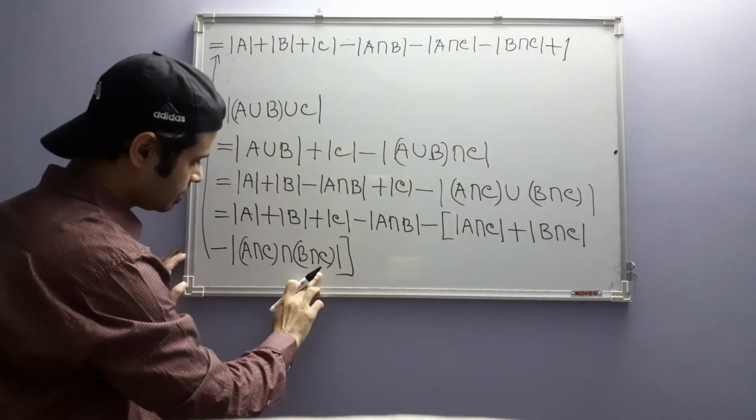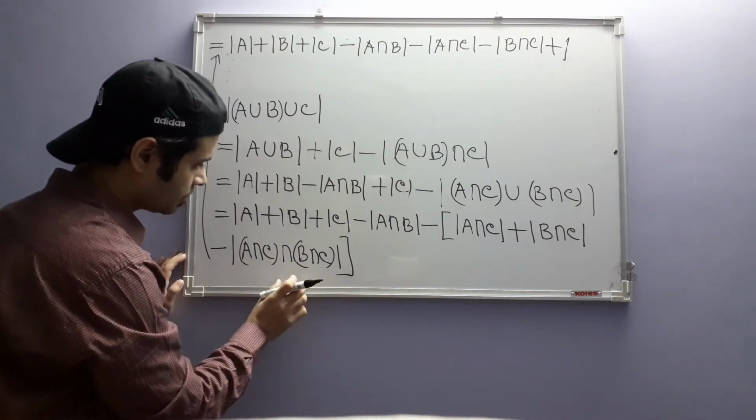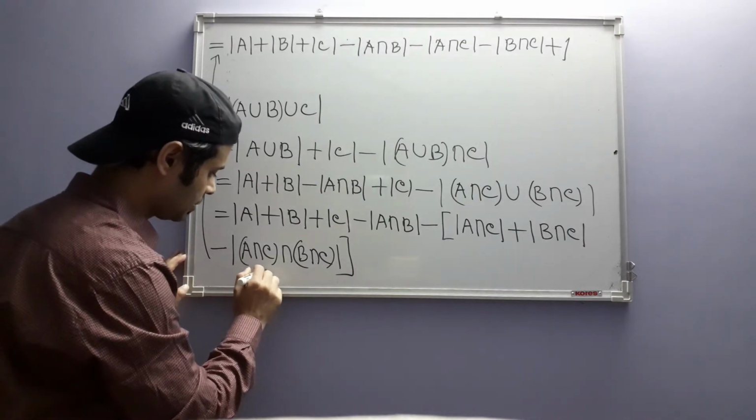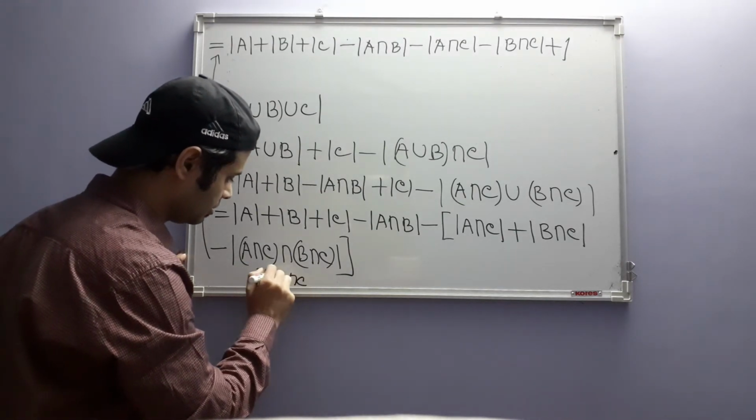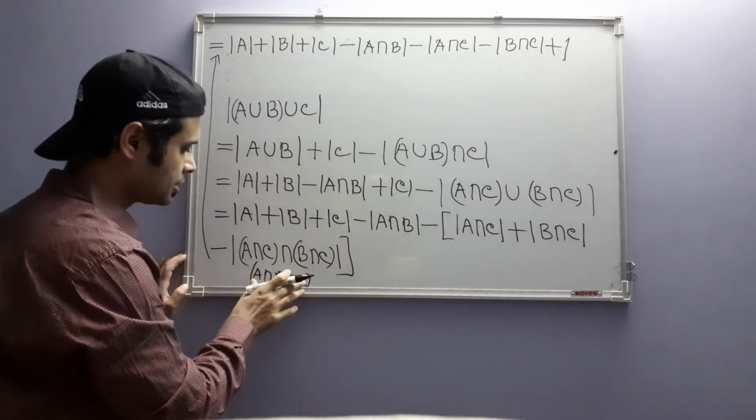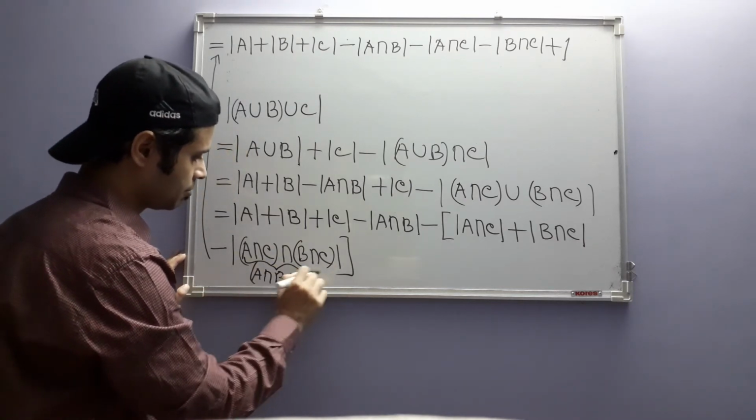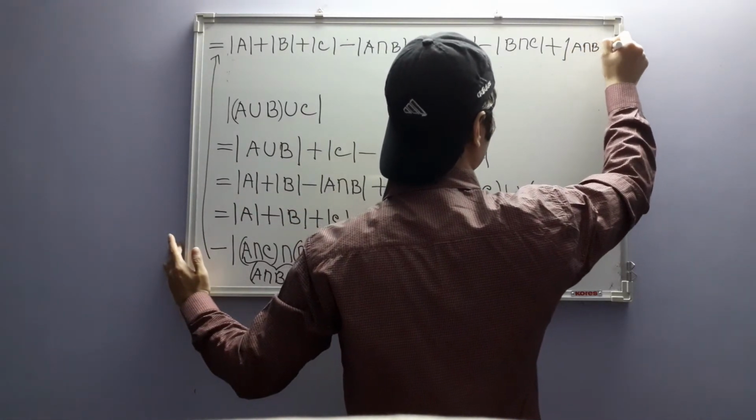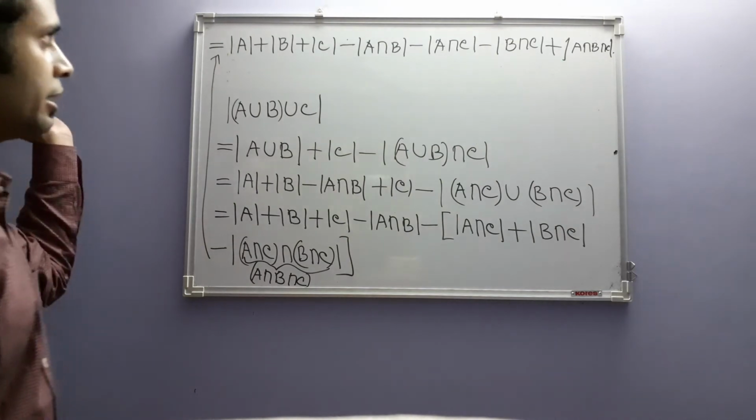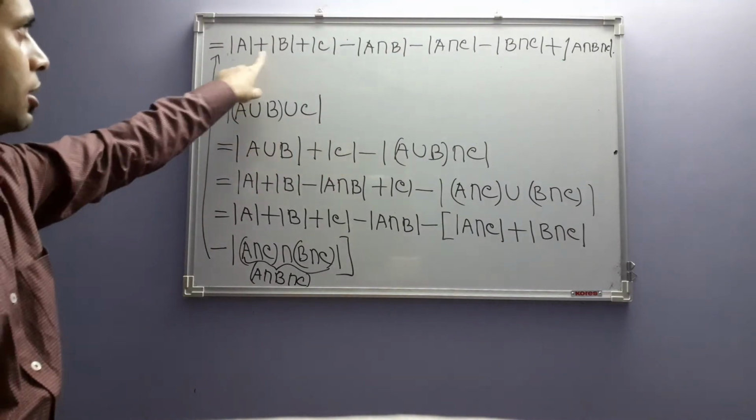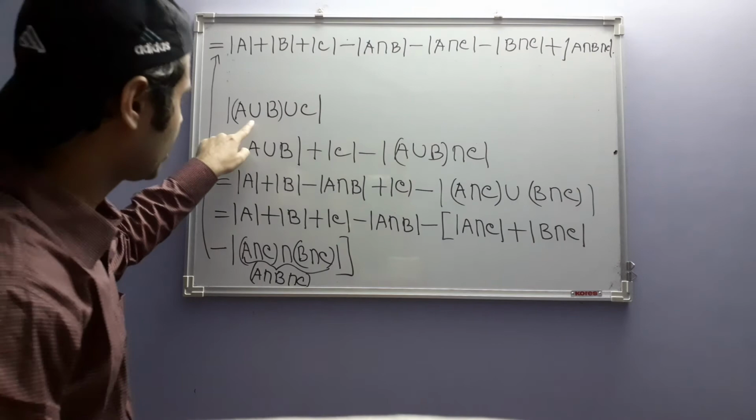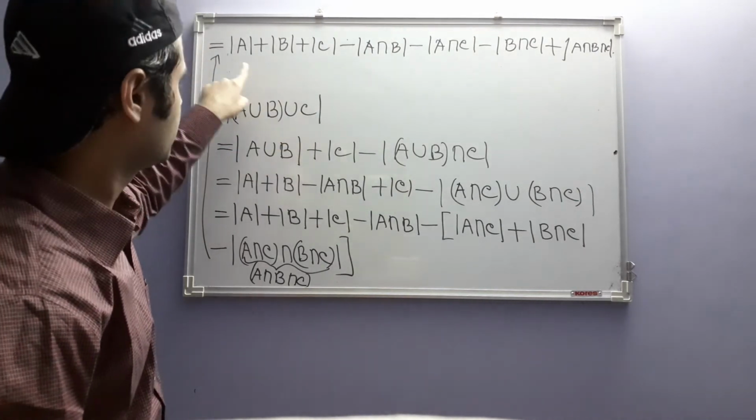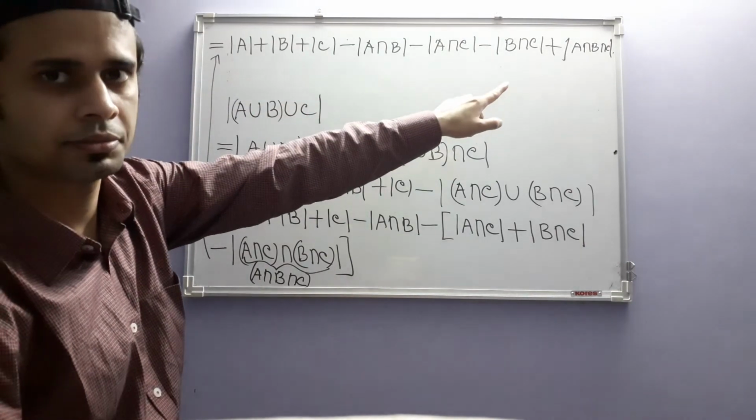Now what is this set? This is A intersection C intersection B intersection C. So this is nothing but A intersection B intersection C. I leave it to you to see that these two things are the same. Plus. So here we get a bigger formula. This is equal to this. So if you have three sets, then the cardinality of their union can be expressed like this.